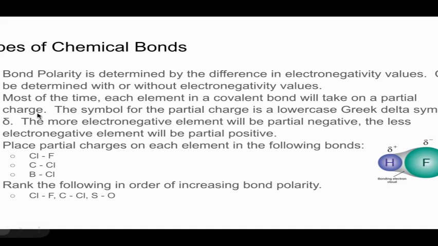The symbol they use is this lowercase Greek delta symbol. The uppercase Greek delta symbol looks like a triangle. We use it a lot of times in science to say change in. This is the lowercase version of it. The element that is more electronegative is going to have a partial negative charge. The less electronegative element is going to be a partial positive.